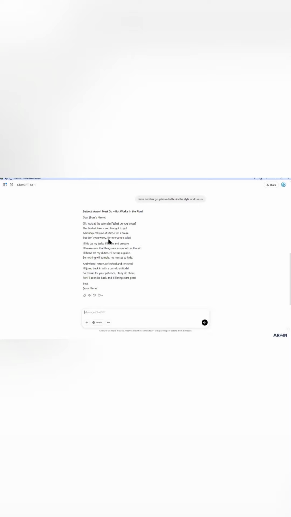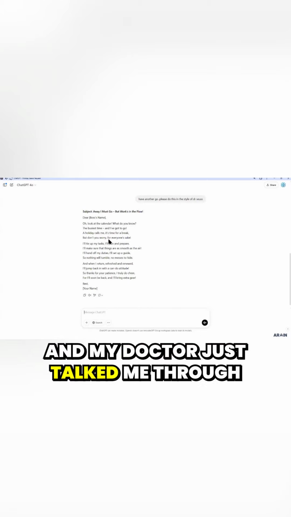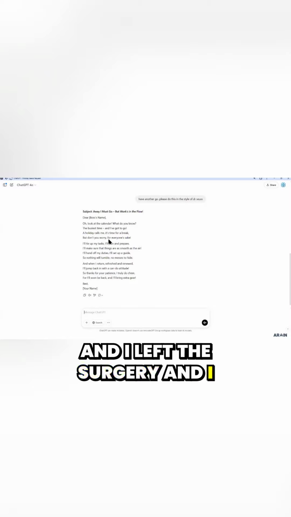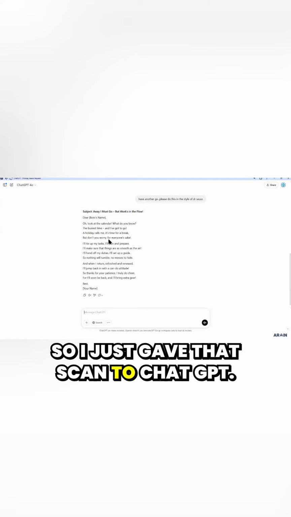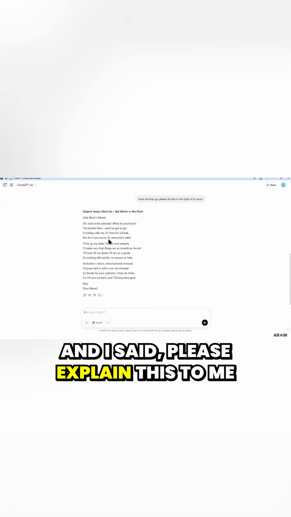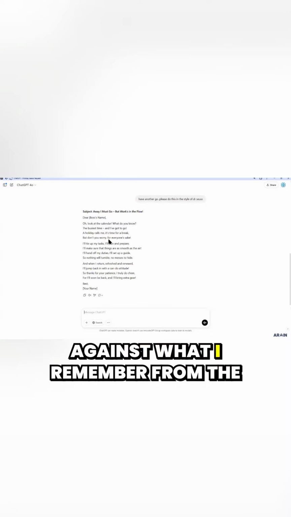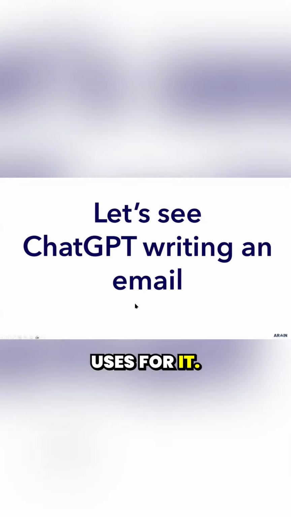So the example I use is I got a medical report from my doctor with a scan, and my doctor just talked me through very quickly what it meant. And I left the surgery and I thought, I don't remember anything he said. So I just gave that scan to ChatGPT and I said, please explain this to me in plain English. And I was then able to compare that against what I remember the doctor had said. So lots of different uses for it.